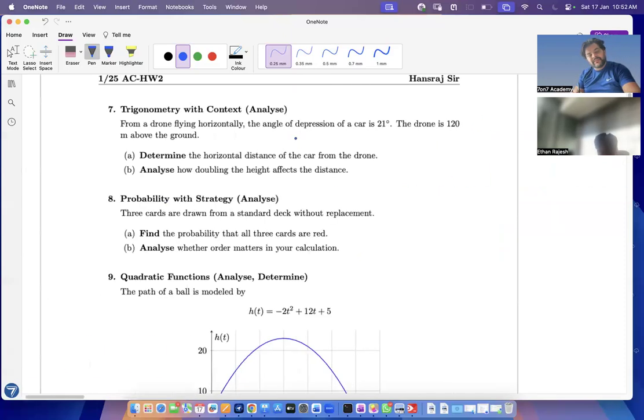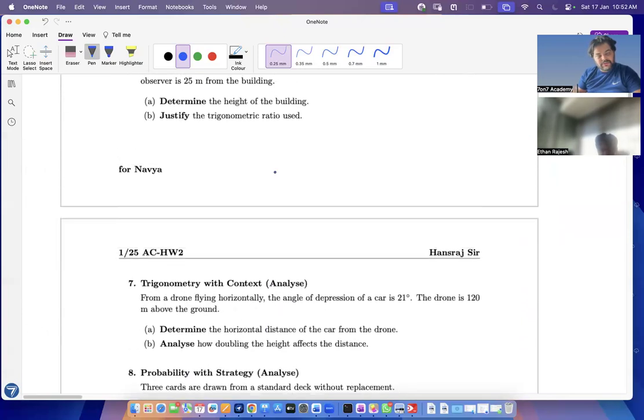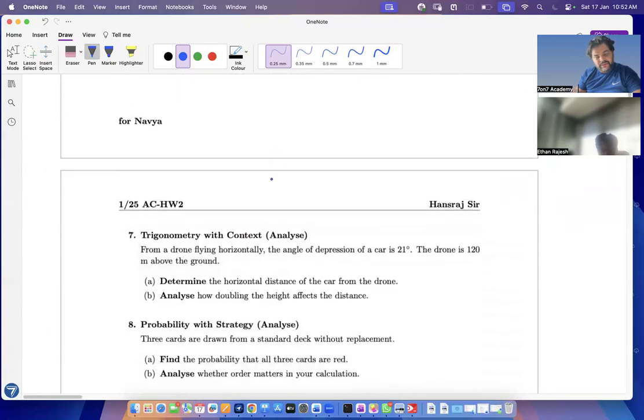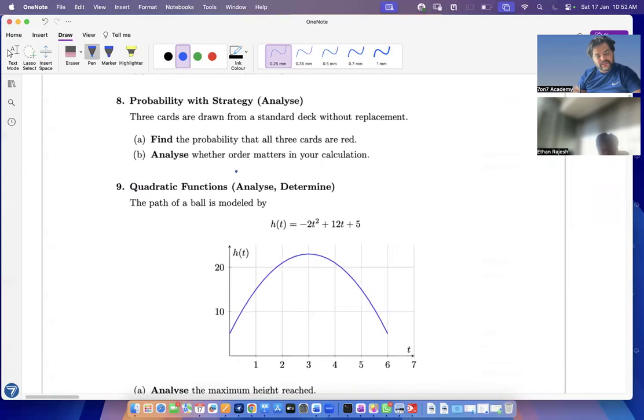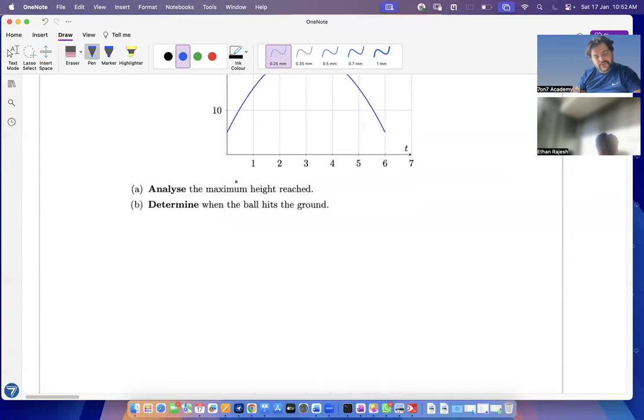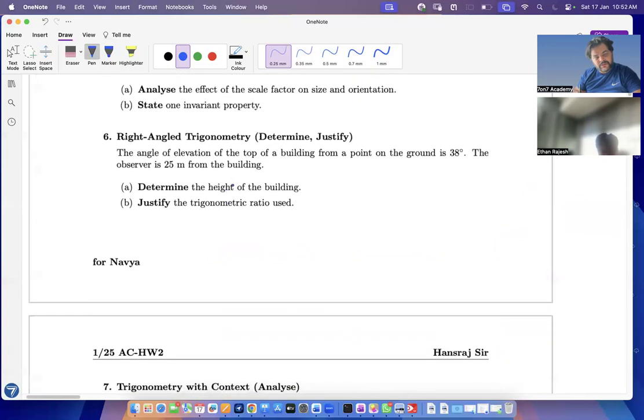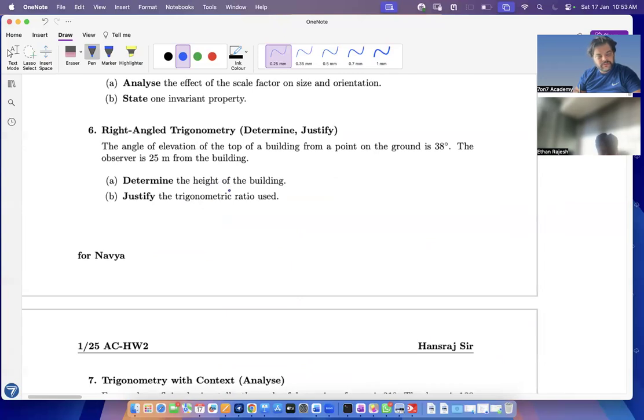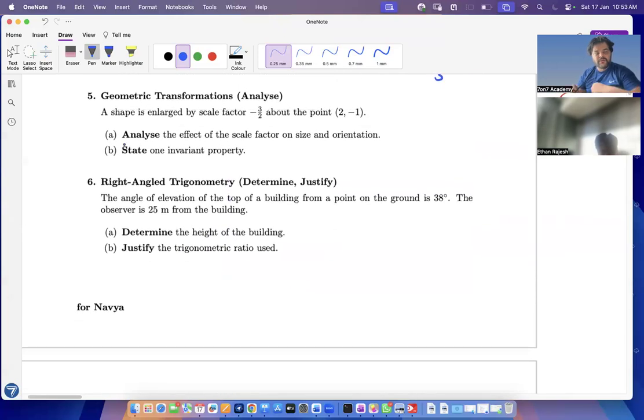Now, see, you have to do this question. There is a translation question. There is a transformation question. I think one transformation question I've given. This one. So a shape has been enlarged by scale factor minus 3/2 about this point. Analyze the effect of the scale factor on the size of the original. Tell me what will happen.